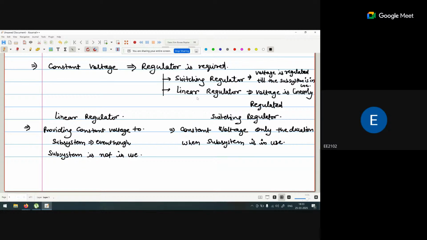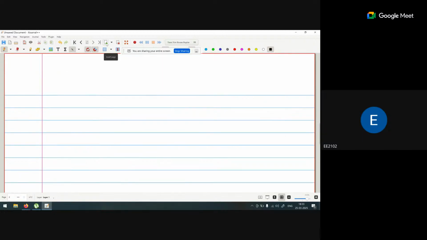Now, as we can see, the switching regulator is complex. So LDO is a linear regulator that will be providing me the constant voltage. Okay. Any doubt?